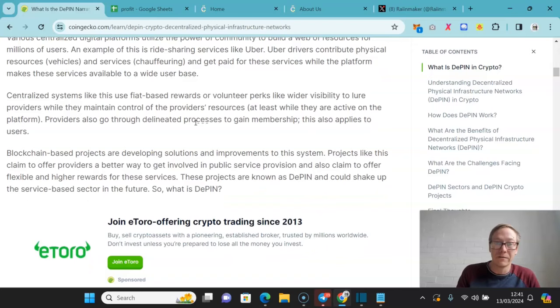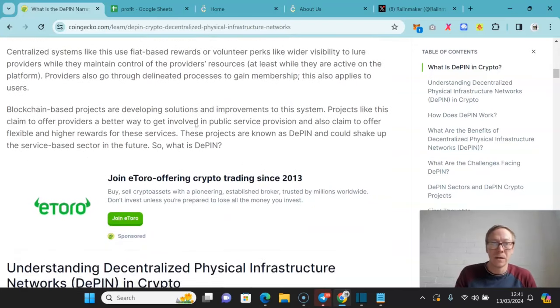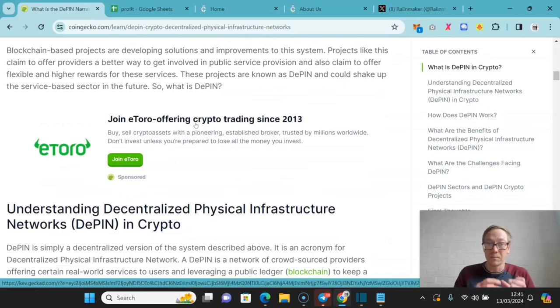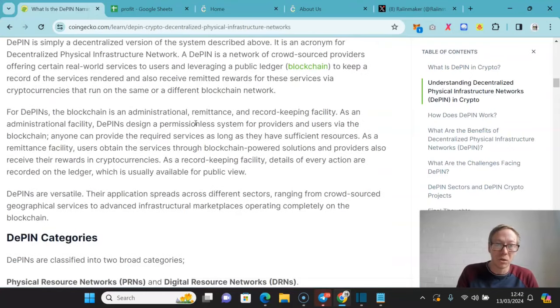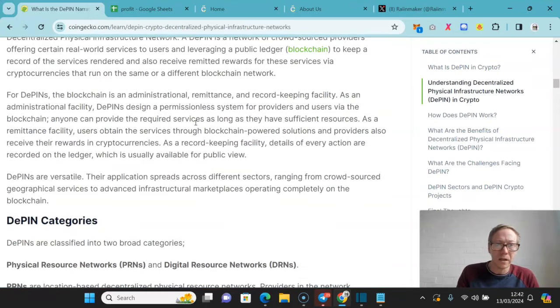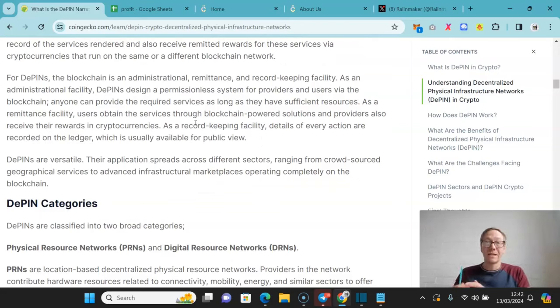The issue, however, is obviously that these are all centralized systems. Blockchain-based projects are developing solutions and improvements to these systems. Projects can offer public service provision and flexible, higher rewards for these services. So DePin is trying to shake this system up. For DePins, the blockchain is administrational. It's remittance, it's record keeping, so you don't need the huge centralized service that does that and the additional costs that come with it.